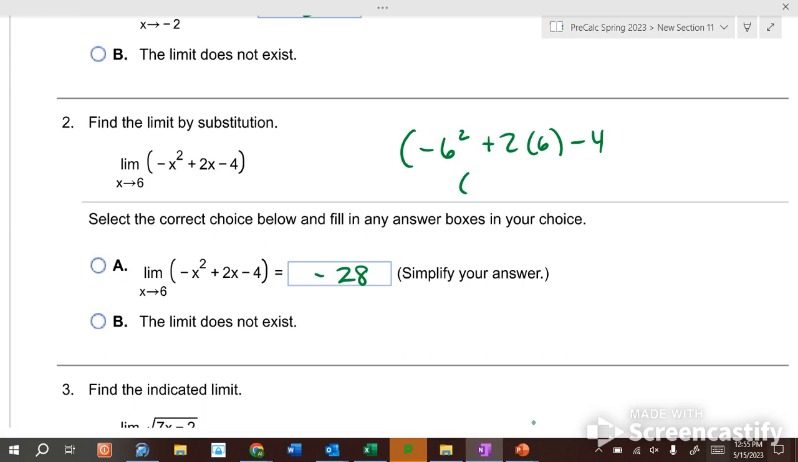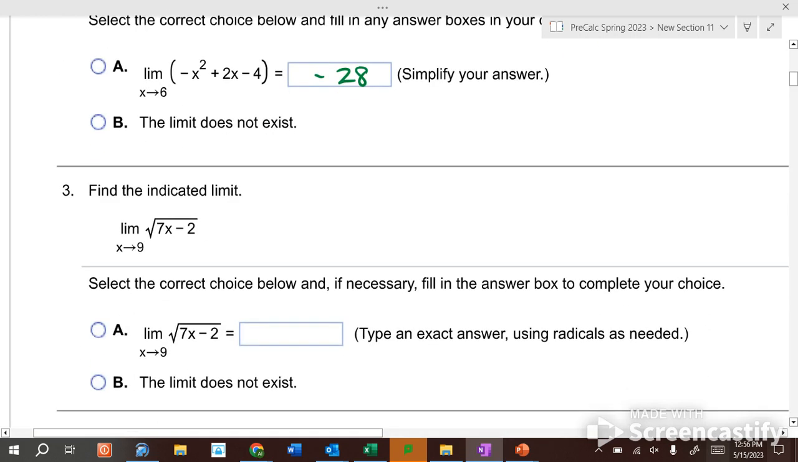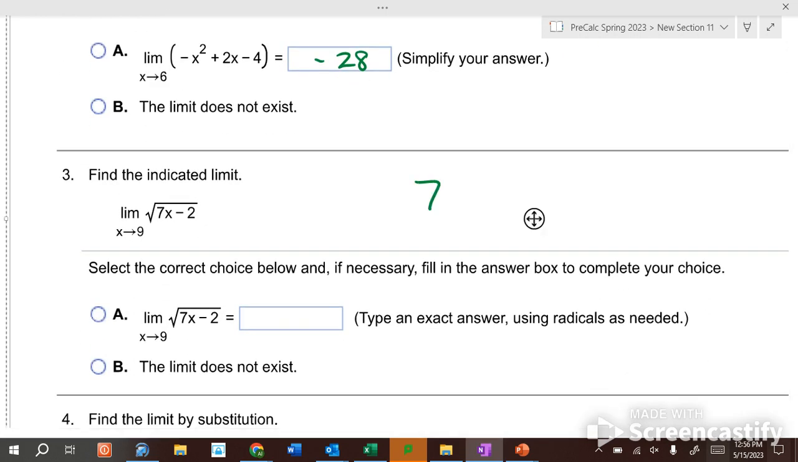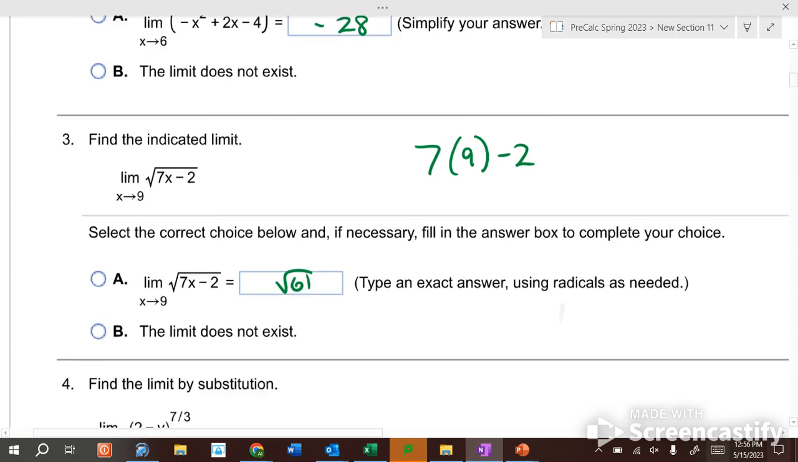What's 7 times 9? Minus 2 is? So it's the square root of 61, and we leave it like that.